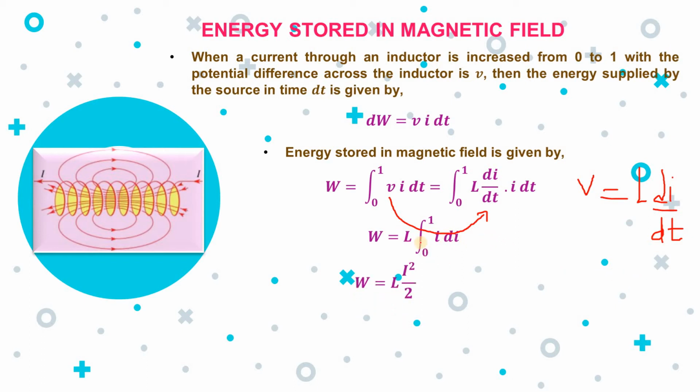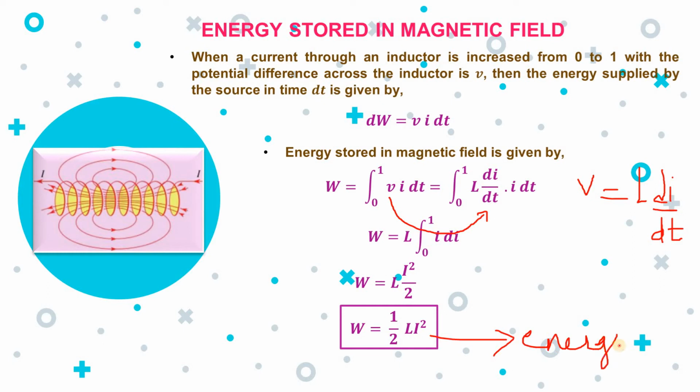So what you need to do is integrate this with respect to I only. Then what is your final answer? The final answer is W equals L into I square by 2. We can express it as W equals half L I square. This is called the energy stored in the magnetic field.